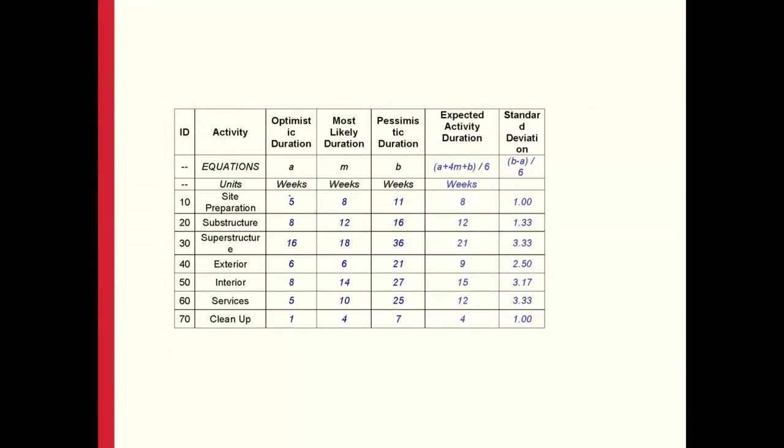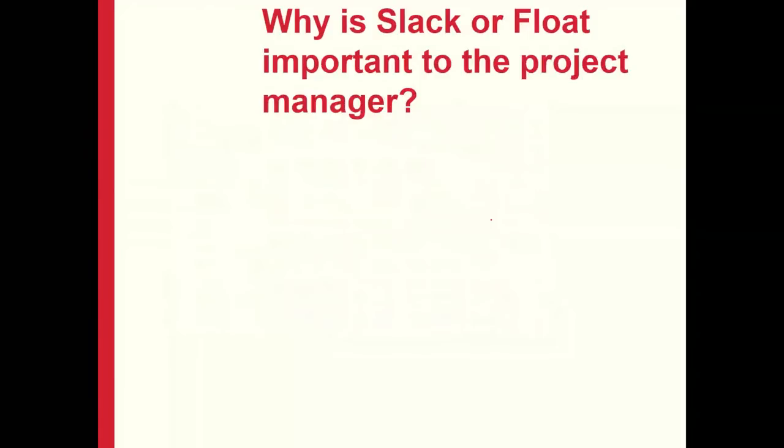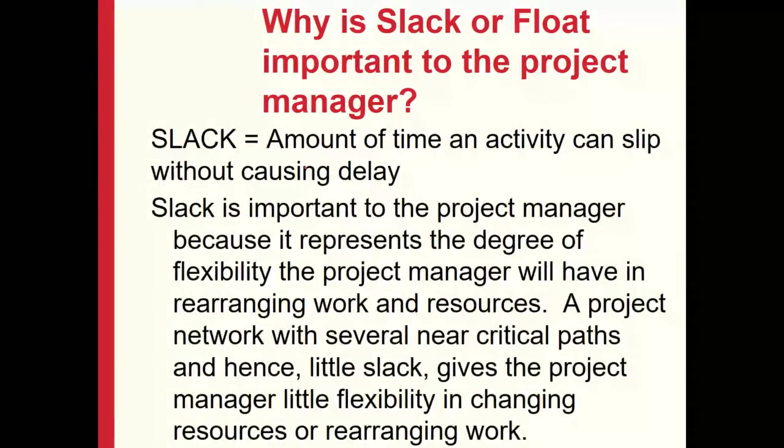So for instance, in this probabilistic scheduling problem, the contractor said that the most optimistic time is 5 weeks, but it could take up to 11 weeks, which becomes the pessimistic time, and the most likely time is 8 weeks. So using this formula, we have calculated the expected activity duration, which is then used for subsequent CPM calculations.